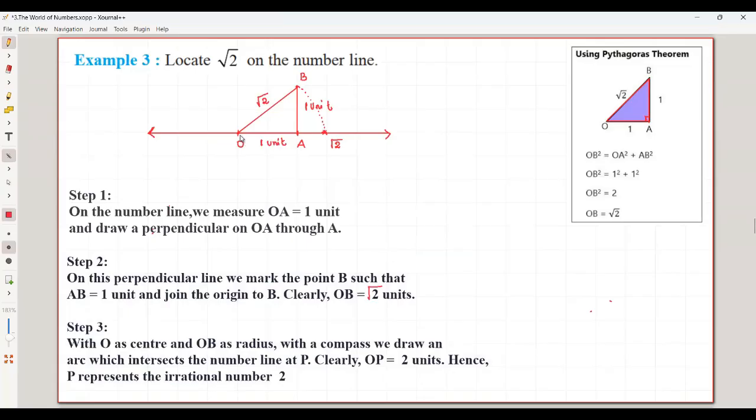Step 3, with O as a center, OB as a radius, with the help of compass, we draw an arc which intersects the number line at P. We can just name this as P. So it's clearly now OP is equal to root 2 units. Hence, P represents the irrational number root 2.